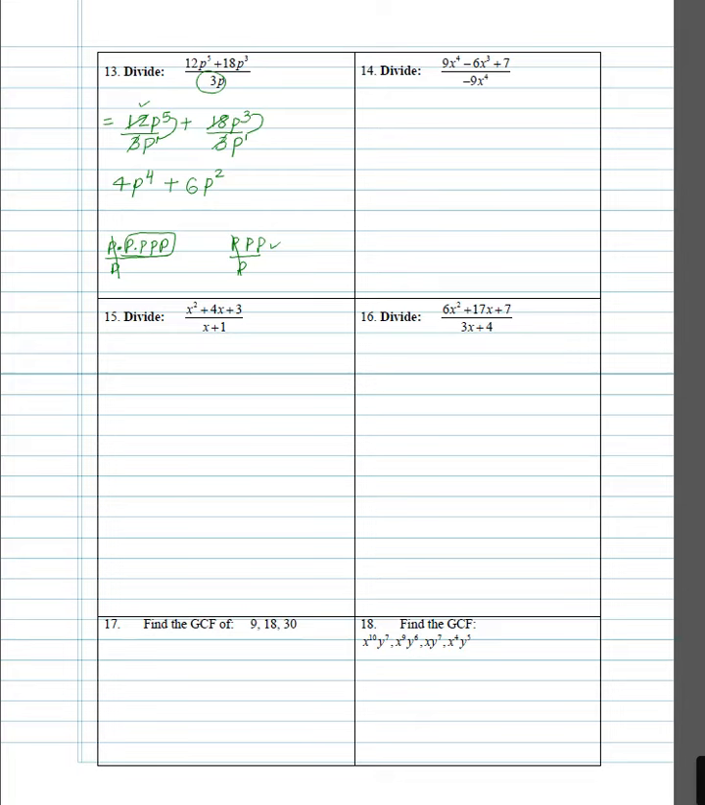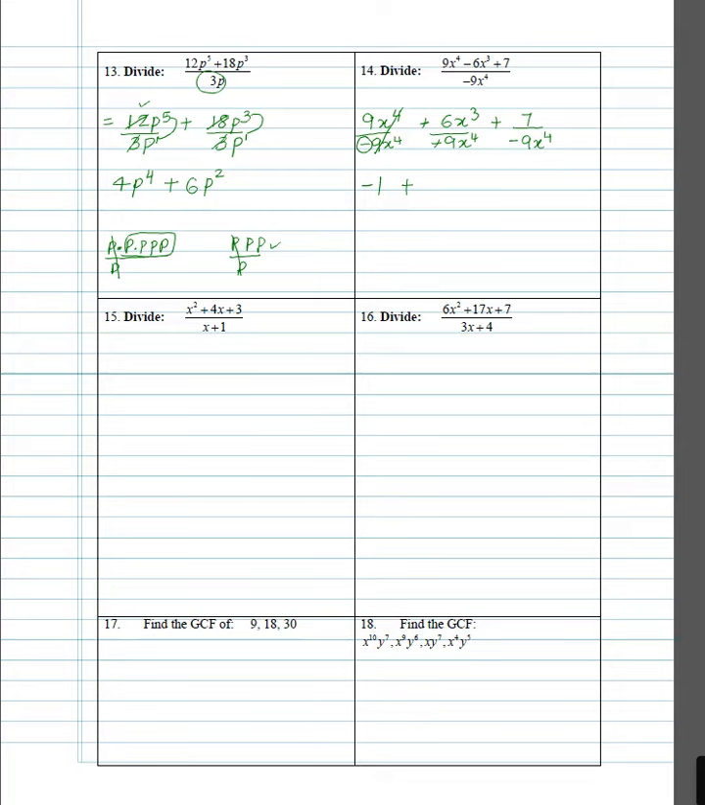And again, I'm going to separate them. 9x to the 4 over negative 9x to the 4 minus 6x cubed over negative 9x to the 4. Remember, you have to carry the sign all the way. Plus 7 over negative 9x to the power 4. 9x to the power 4, 9x to the power 4 cancel out, and I have a negative 1. Negative over negative becomes a positive.